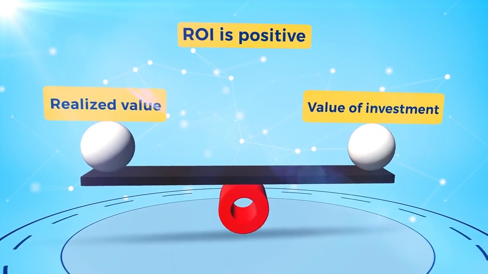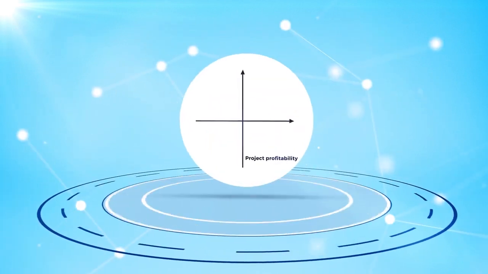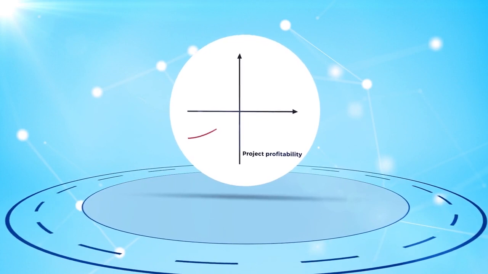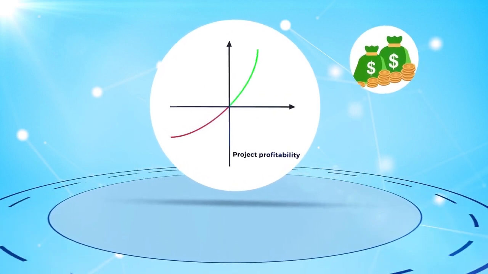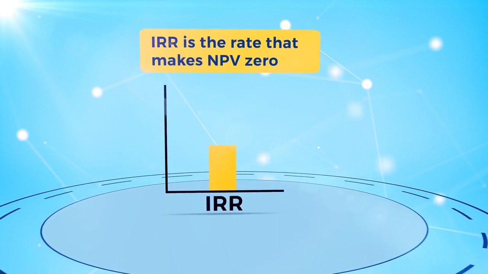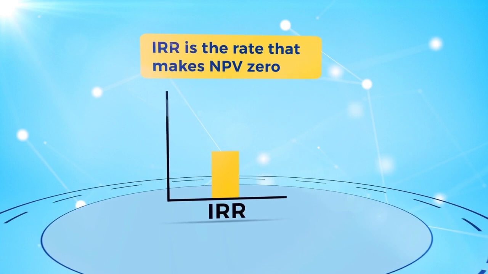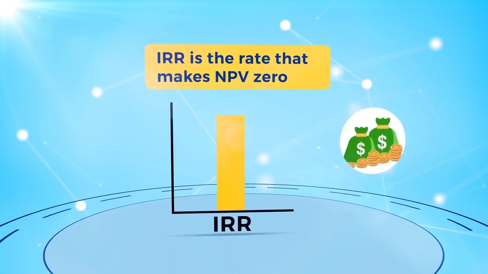When the ROI is positive, then the project is profitable. NPV is a capital budgeting technique. A project with a positive NPV is also profitable. IRR is defined as the interest rate that makes the net present value zero. The higher the IRR, the more profitable and thus more desirable.